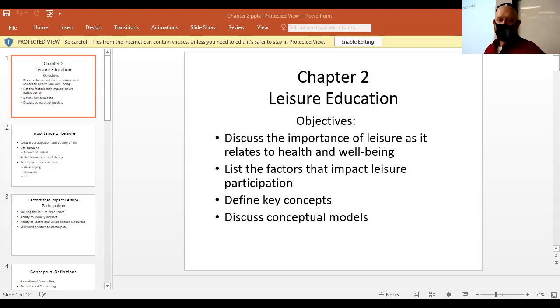You talk about their attitudes regarding leisure, recreation, decision-making, social interaction. What is their level of social interaction? Do they want to increase that? If so, how are we going to do that? And leisure activity skills. Do they have the skills to do what they need to do?